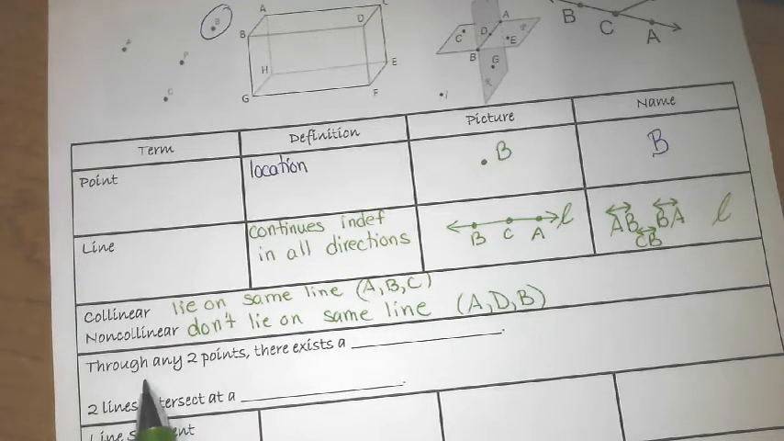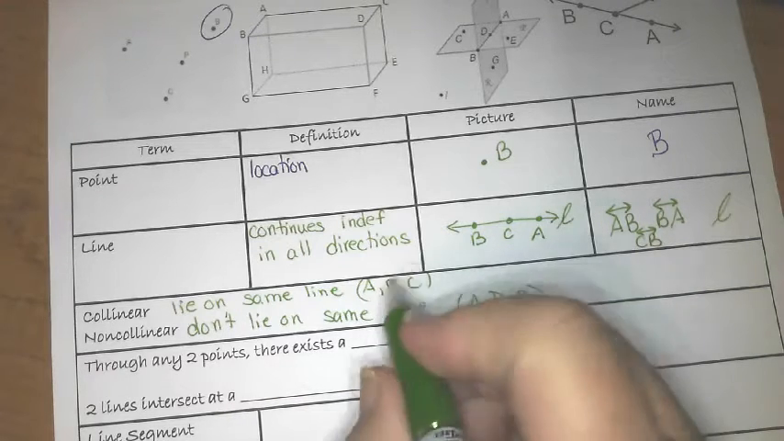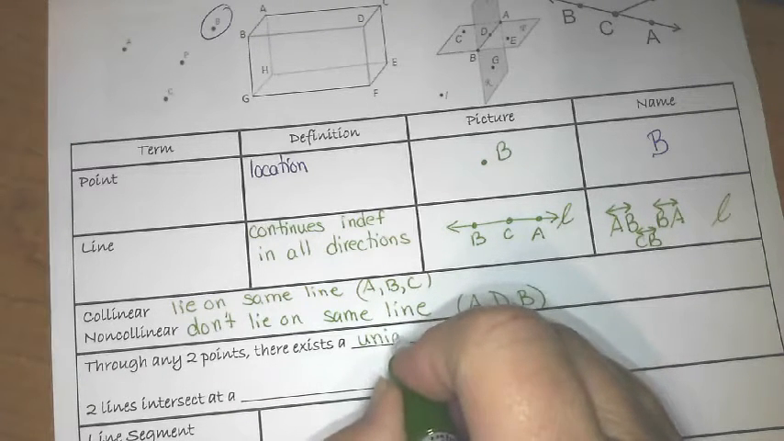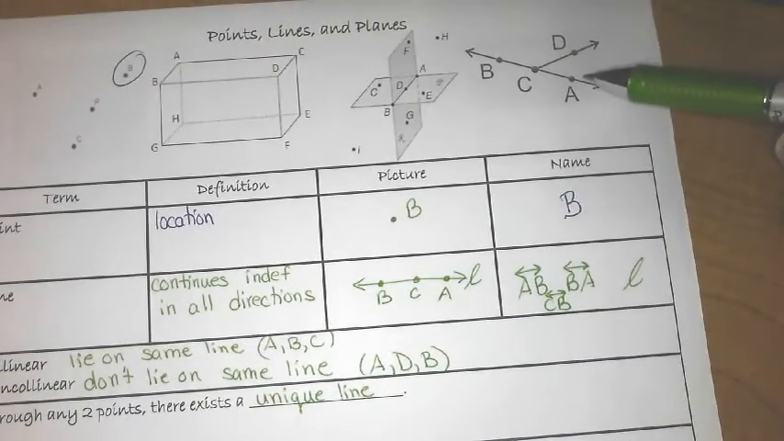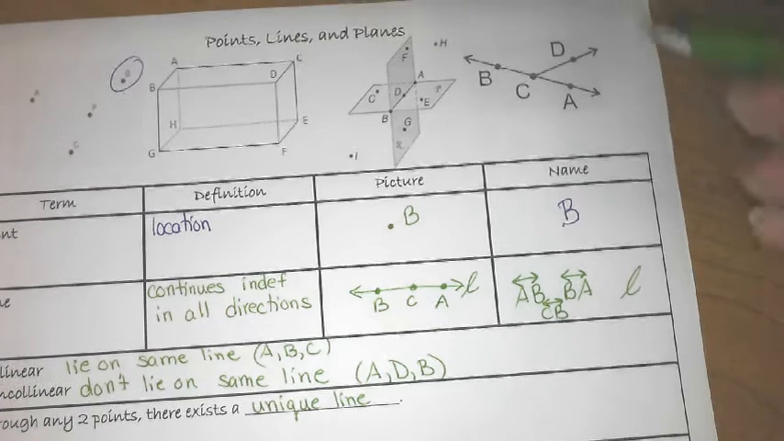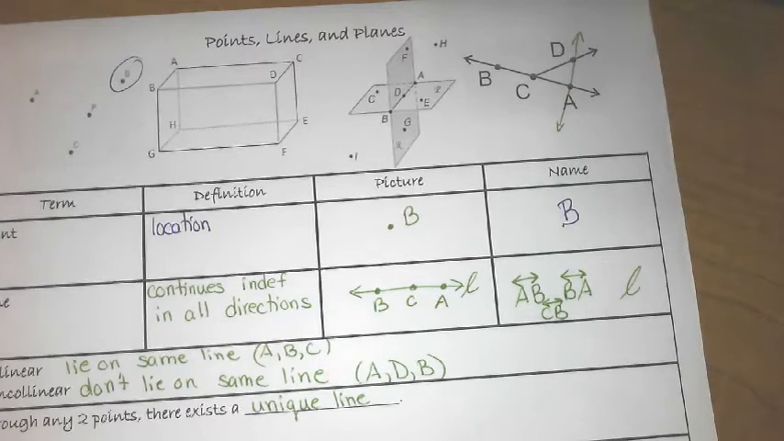Now next up we have a couple of postulates or theorems to look at. This one says, through any 2 points there exists a unique line. Any 2 points, there is a line. So back up here on the far right, is there a line named AD? Well, it's not drawn there, but could I draw a line from A to D? Yes. So that exists. If I give you any 2 points, you're always going to say yes, that line exists between those 2 points.